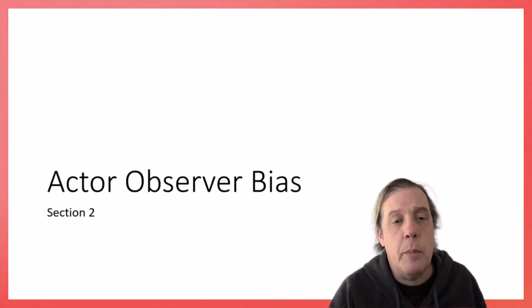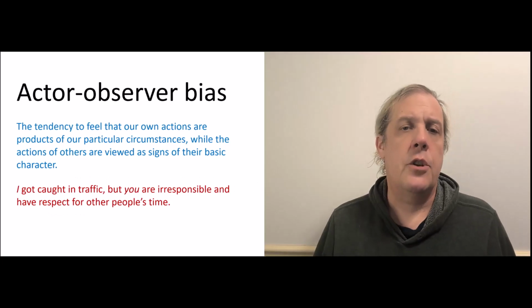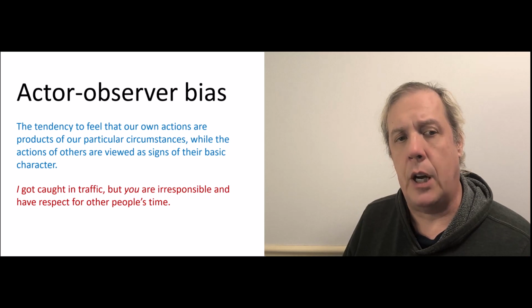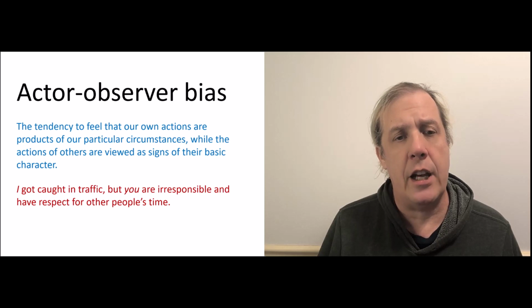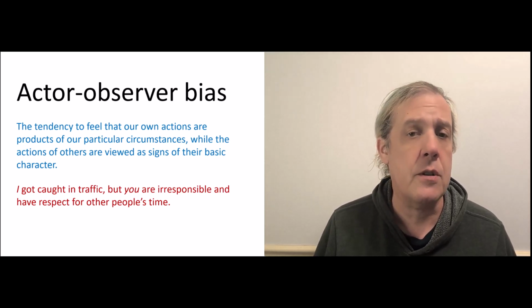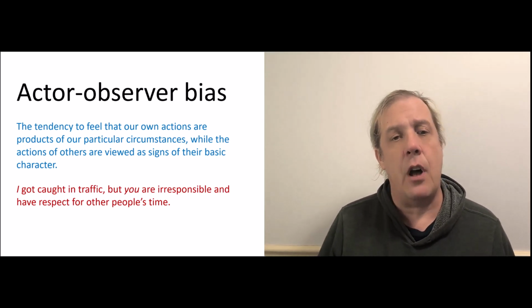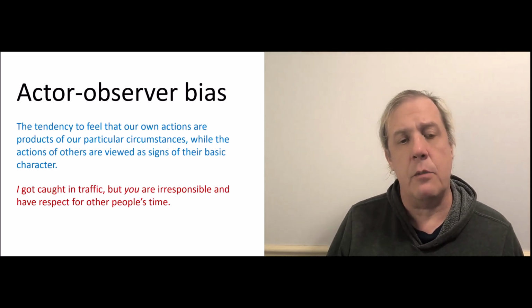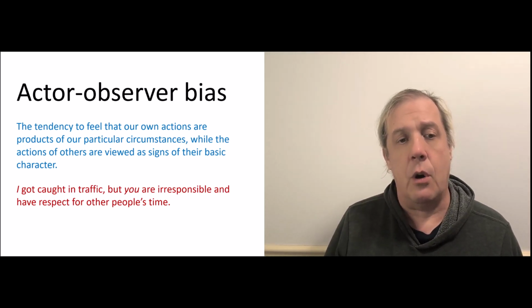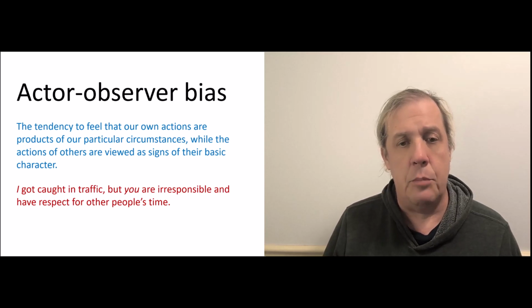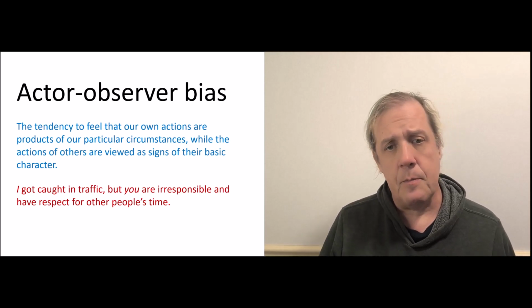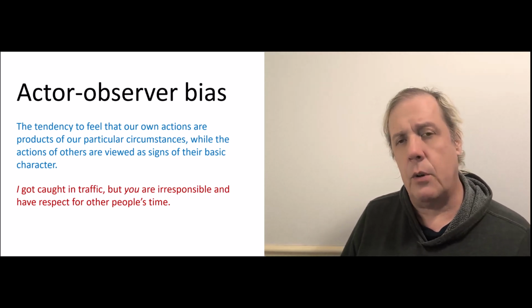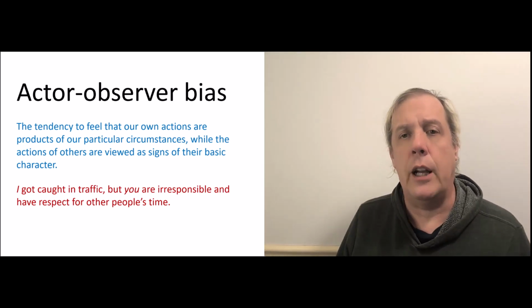So let's start by talking about actor-observer bias. So the first one is actor-observer bias. This is our tendency to feel that our own actions are products of our particular circumstances, while the actions of others are viewed as signs of their basic character. So I got caught in traffic, but you are irresponsible and have no respect for other people's time. So in some ways, this is a fairly familiar idea.